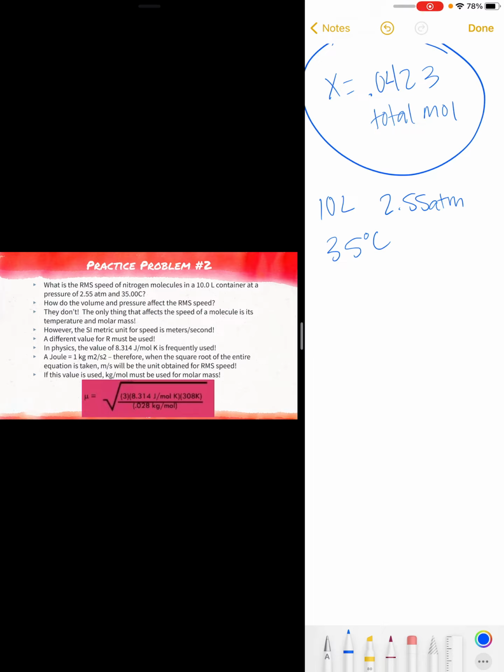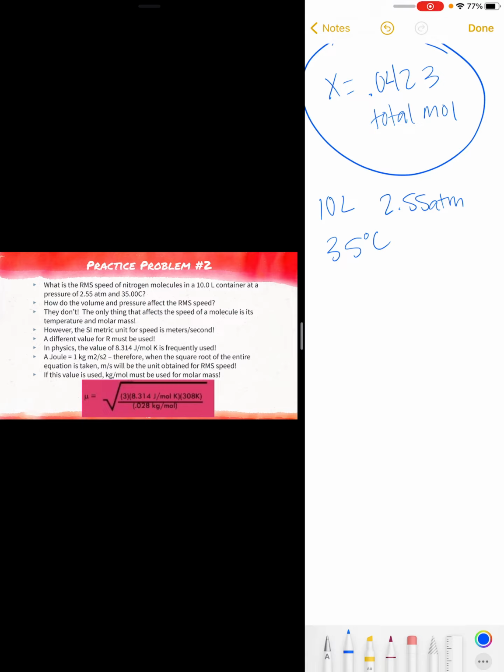A different R value is going to be used this time. It's going to be 8.314 joules per mole times Kelvin. This is written down there for you so you can kind of see it. But therefore, when the square root of the entire equation is taken out, that's why we'll have meters per second for the speed. All right. Also, one thing to note, that last bullet point, if this value is used, kilograms per mole is what we need to use for molar mass. So normally it's grams per mole, so just make sure you convert that by moving the decimal 3 places to the left.